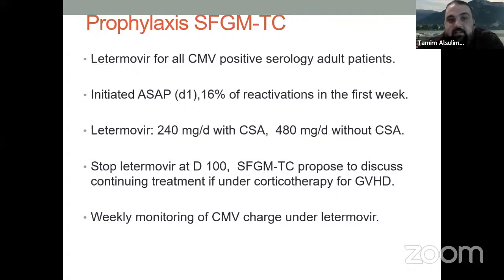For prophylaxis, we have recommended that letermovir be initiated for all CMV-positive serology adult patients as soon as possible, from day 1, because 16% of reactivations may happen in the first week. For the dosage, it's 240 milligrams per day if used with cyclosporine, and up to 480 milligrams per day without cyclosporine.